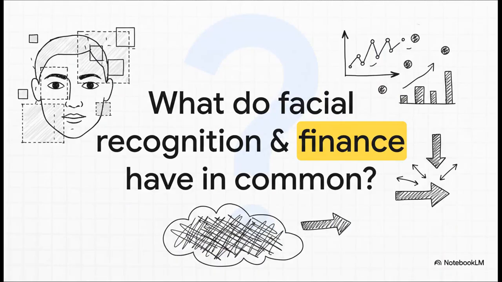Let's get into it. So let me ask you a question. What could facial recognition and, say, trying to predict the economy possibly have in common? I mean, on the surface, they seem like they're from completely different worlds, right? But they both share one massive fundamental challenge. They are drowning in data. And it turns out the key to making sense of it all is the exact same technique.